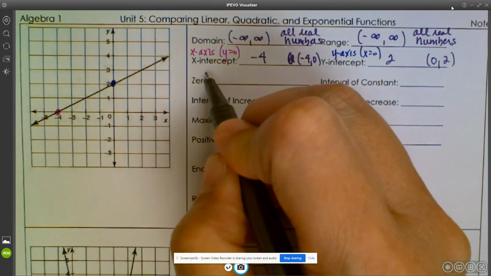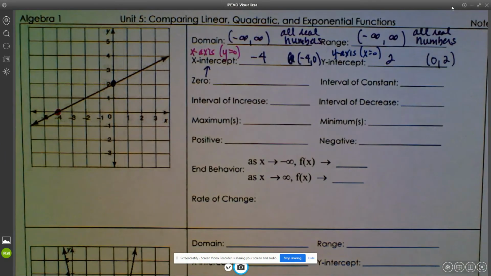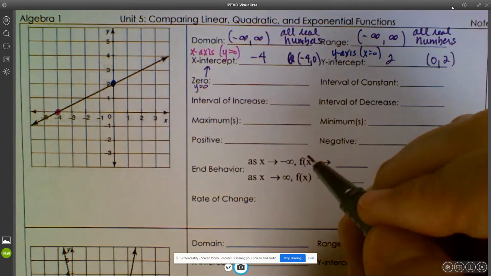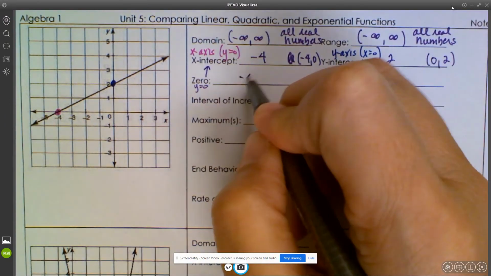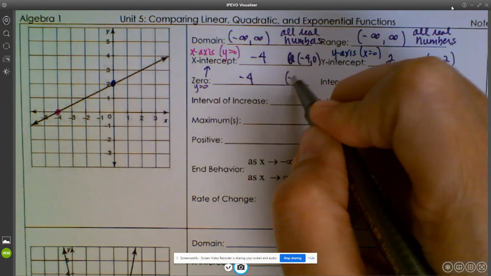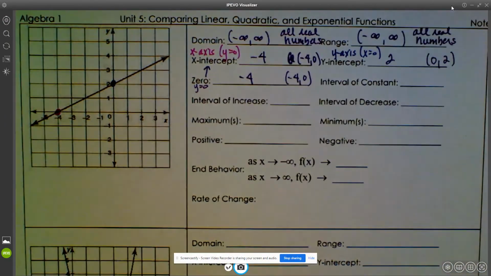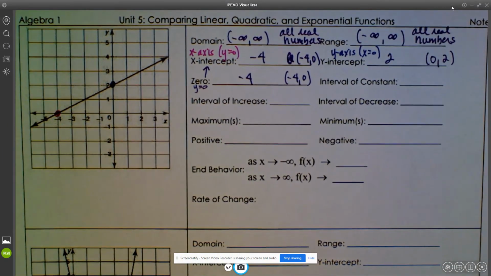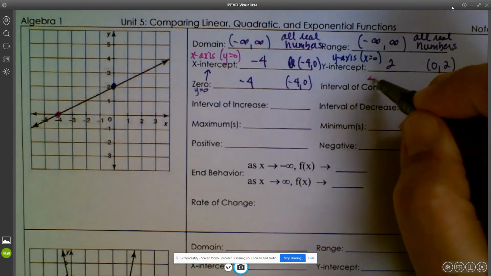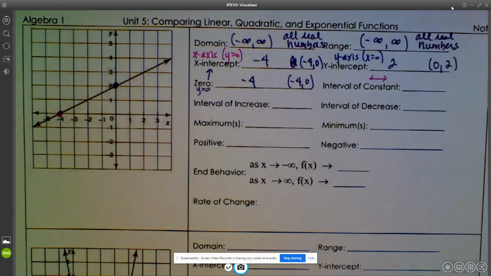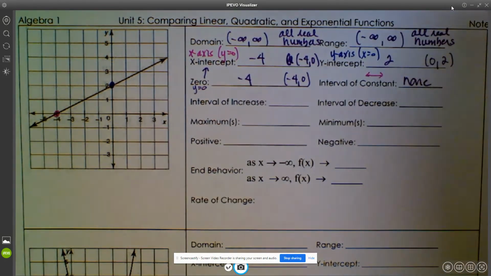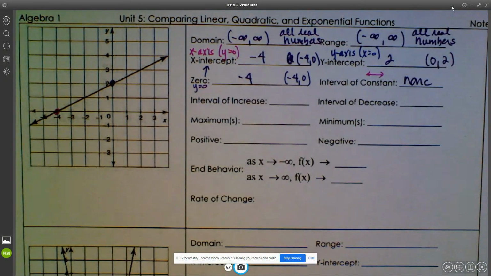Okay, the zero, remember, is another term for x-intercept. Again, it's where y equals 0. So that happens at -4. Again, the coordinates for the zero are (-4, 0). The interval of constant. Where does this graph have a flat line? Where does it have a slope of 0? It doesn't. So it has no interval where it's constant.